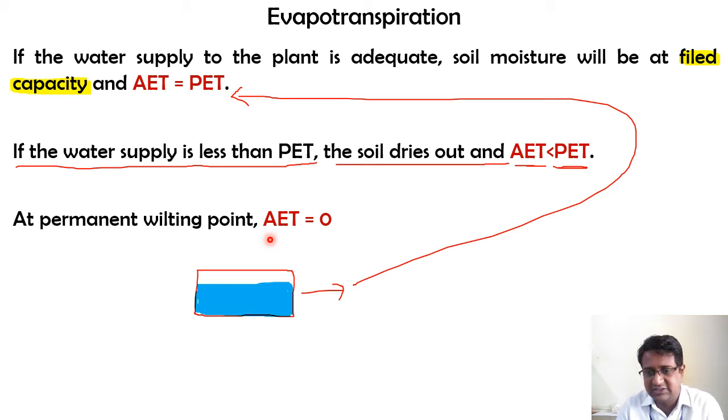Okay, so that is why we say actual evapotranspiration from the plants at the moisture content of permanent wilting point will be 0. So that is what is being indicated over here. Okay, so these are a bit of terminologies and what they mean with respect to the evapotranspiration process.